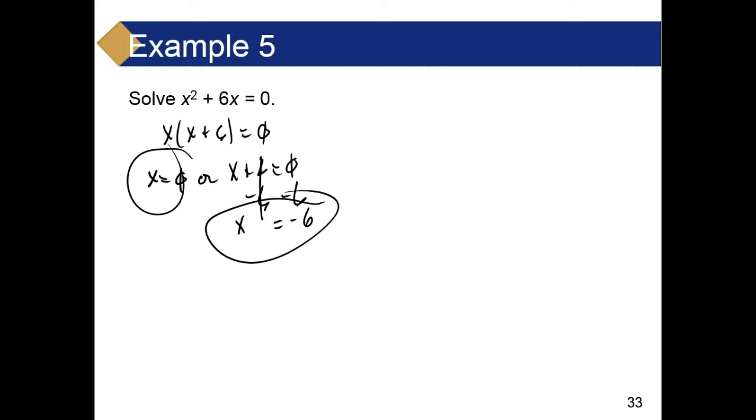Okay, but let's see if this works. What if you plug the 0 in here? What's 0 squared?